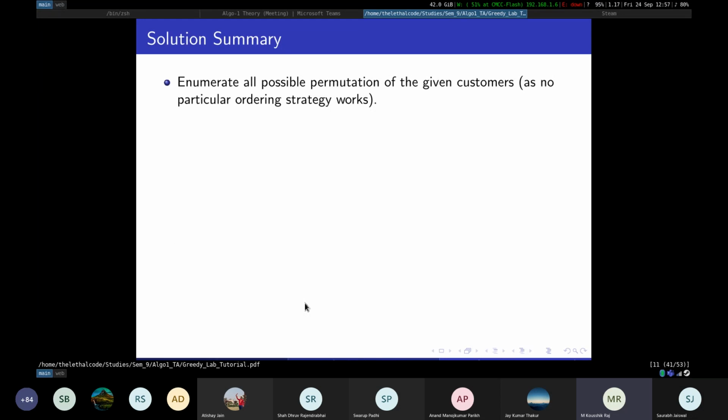So basically, I'll try to summarize the solution. The solution is in pieces right now. I'll try to piece them together.